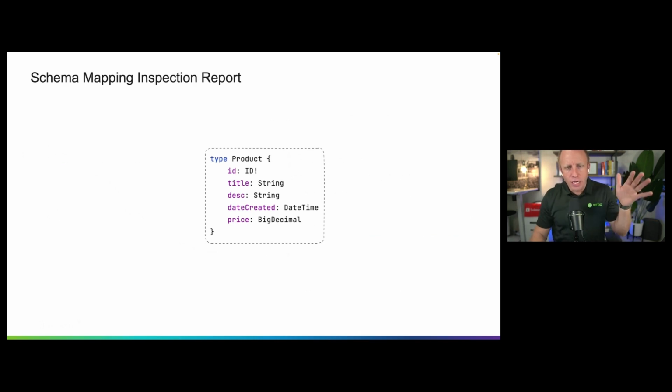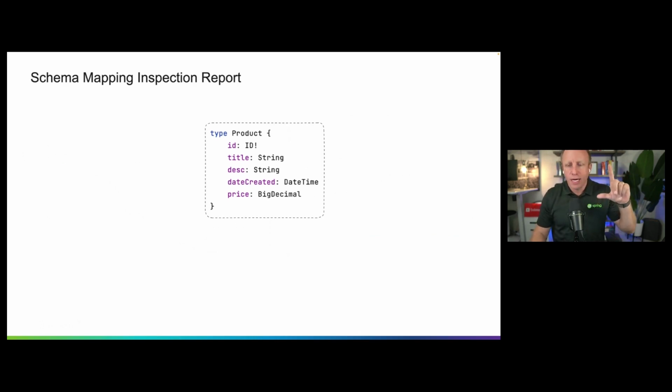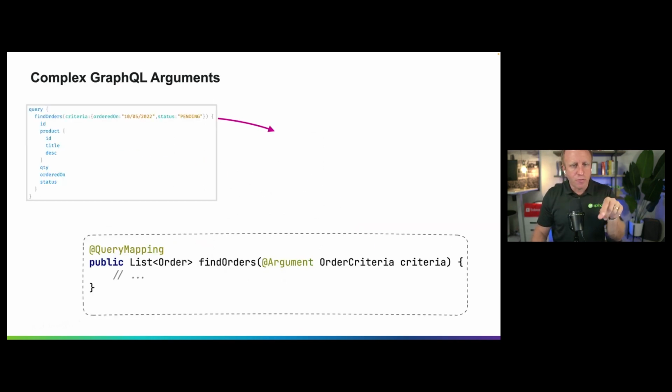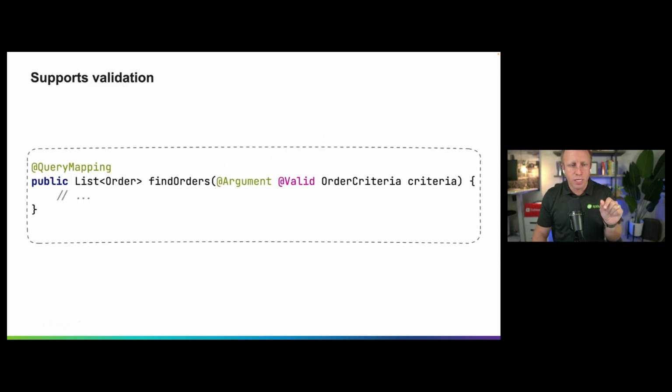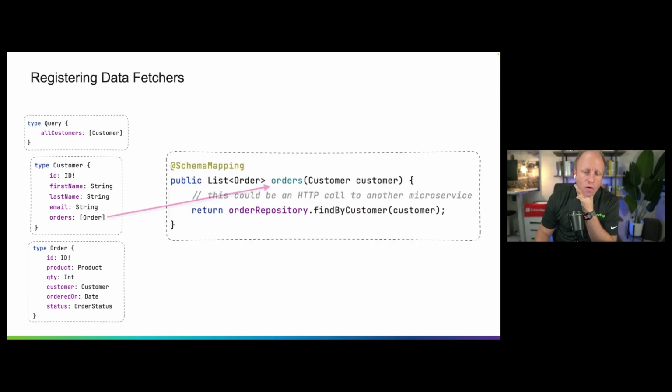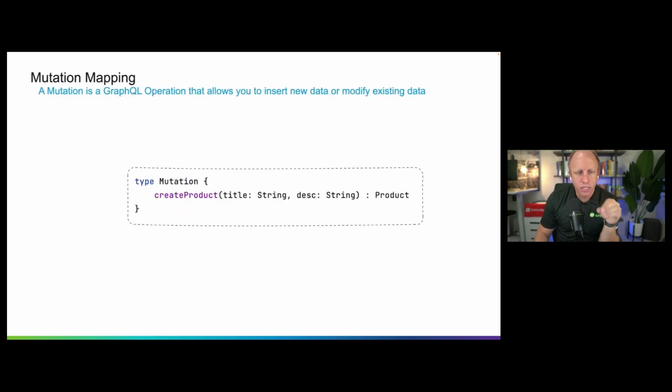There's also a really nice schema inspection report. I've done a video on this if you're interested in that. I'm going to jump through some of these really quick because I want to get to a demo and then take a look at some other features. We do support things like validation. So if you want to validate an argument that's coming in, you can do so. And then there's a way to register new data fetchers. So I just want to skip over that a little bit and then get to the mutation mapping here.